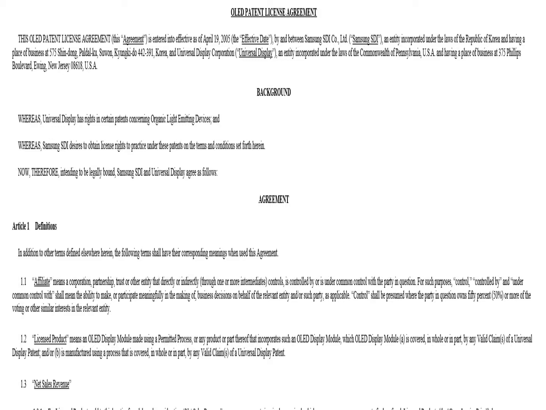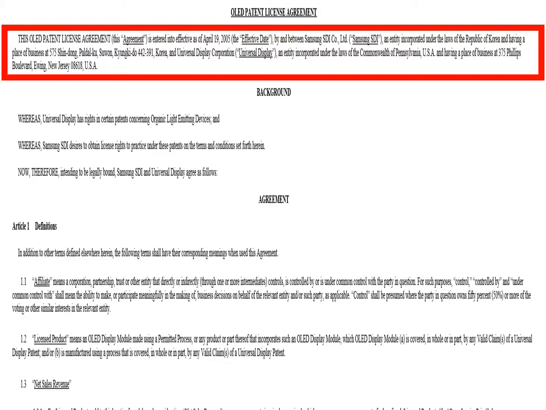So this is the original contract, and we'll see it in a second, but this is the contract that covers all the not-so-controversial patents. So not the materials ones, but everything else. And let's take a look. It opens up with this language. It says, this OLED patent license agreement is entered into effective as of April 19th, 2005, the effective date, by and between Samsung, and they identify Samsung specifically, and Universal Display Corporation.